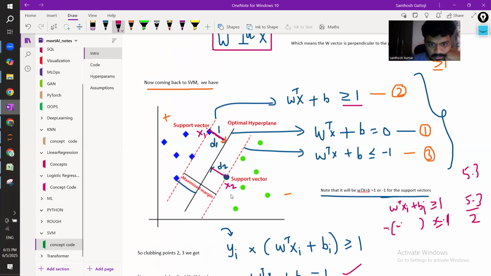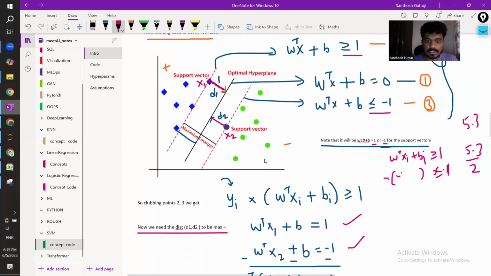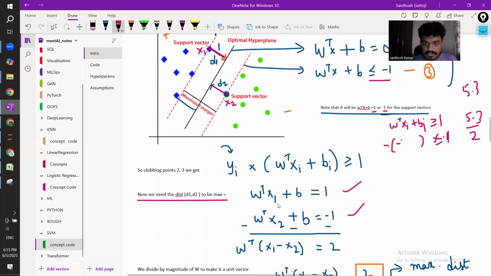For all these points, the distance might again be less than this distance, so that's why I'm saying less than -1. But as I said, note that these values will be exactly equal to 1 or -1 only for the support vectors. That's why when I'm considering the points x1 and x2, I am considering the equation as equal to 1 and equal to -1. Clear? Any doubts? No.